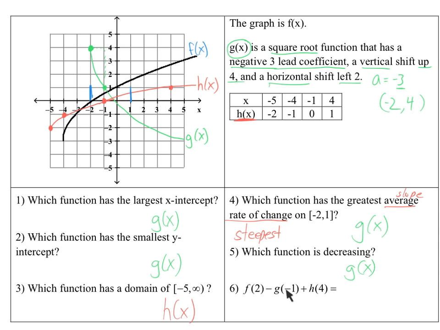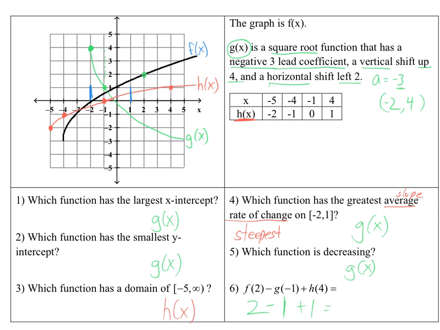And the last one is you have to find 3 values and do the math. So can you look at the graph and find f of 2? Well, here's f. F at 2 is right there. So f of 2 is 2 minus g of negative 1. So negative 1, what's g? Well, isn't g the green? Isn't that right there? So that number is 1. So put a 1 right there. Next, h of 4. So go to 4 right here, and h. H is right there. H of 4 is 1.